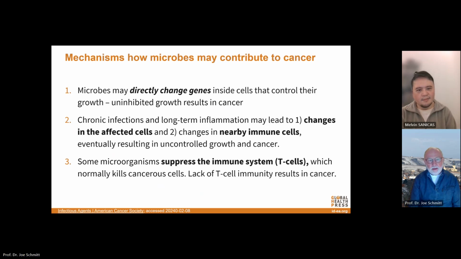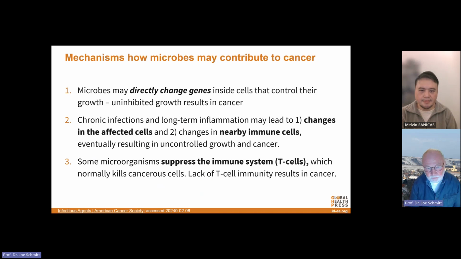Number 2, if there is a chronic infection with long-term inflammation, the affected cells and their environment may change, and again, you see uncontrolled growth. Or there may be changes in the nearby immune cells from the infection, which means if there are changes in a cell to change the cell into a cancer cell, it is no longer killed, it is no longer eliminated, and that is the starting point of uncontrolled growth and cancer.